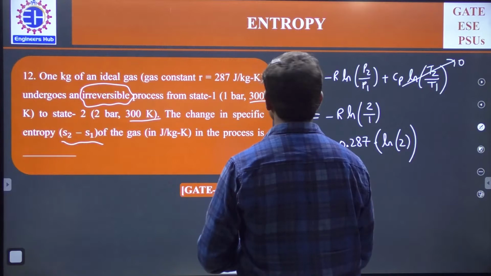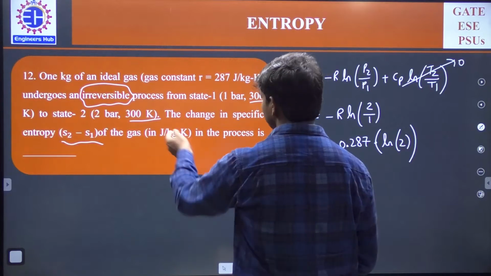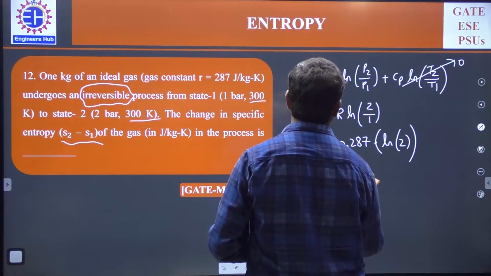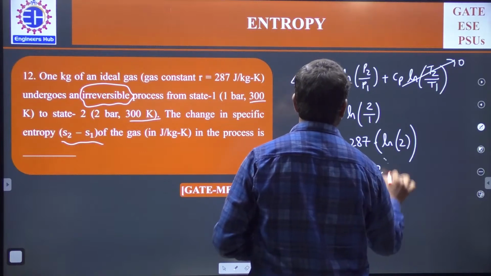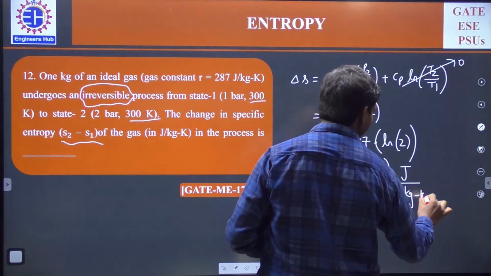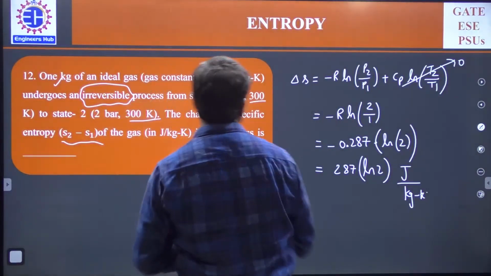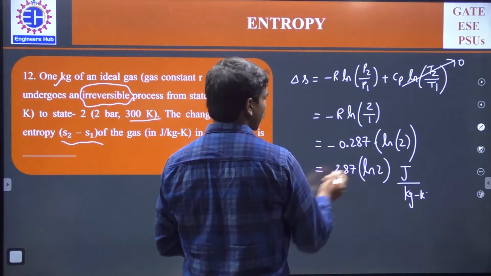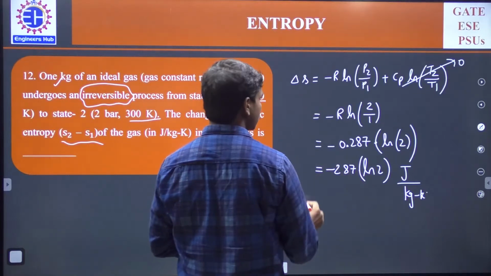Minus 0.287 into ln 2. And of course, they are asking in joules. So 287 into ln 2 joules per kg Kelvin, because anyhow, it's given 1 kg. So calculate, of course, with a minus sign. So please calculate this and tell me the answer.